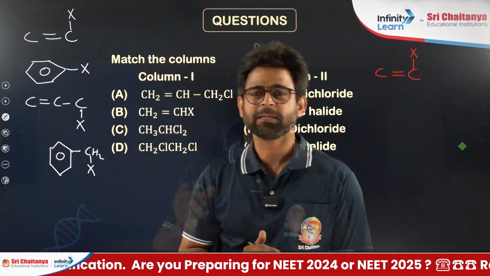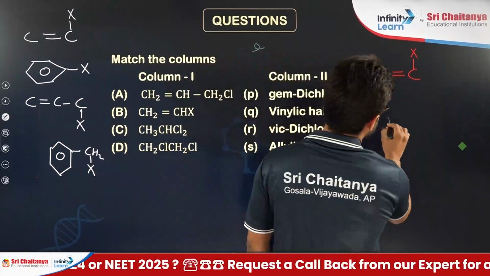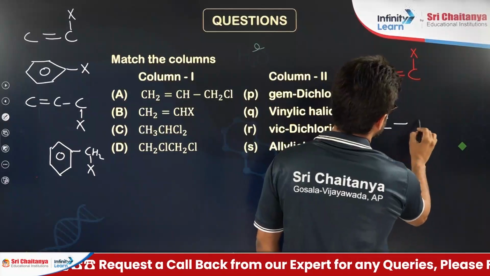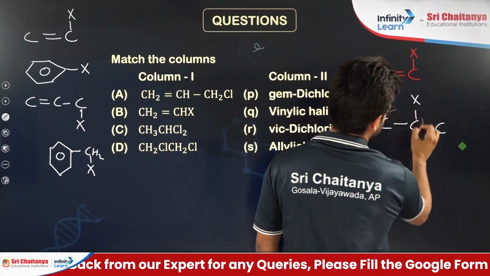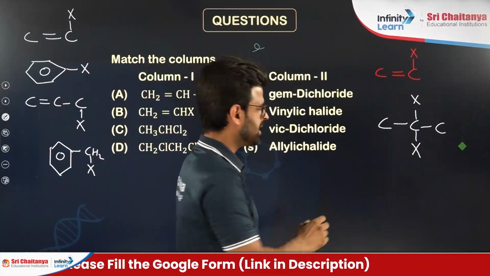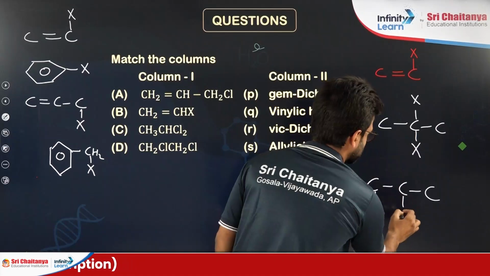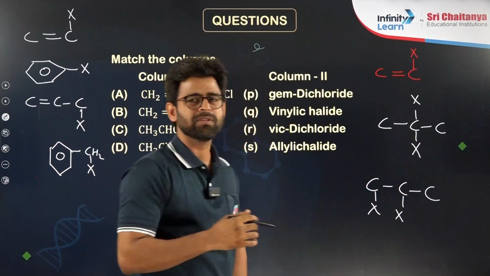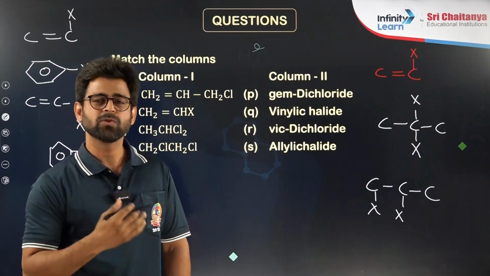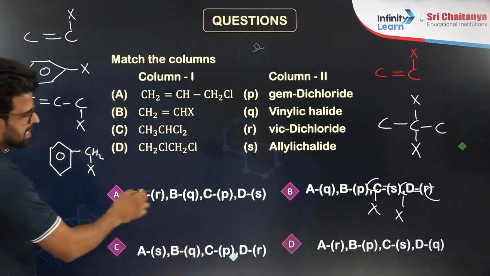Besides this, we have some more points in classification. If on the same carbon we have halogens, we call this geminal dihalide. Similarly, if we have halogens on adjacent carbons, we call these vicinal dihalides. So using this, we have to opt for our best answer here. So you can see the options.